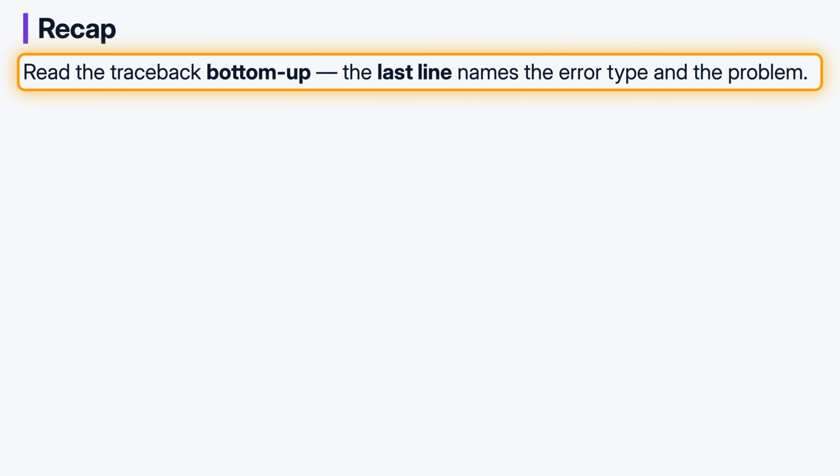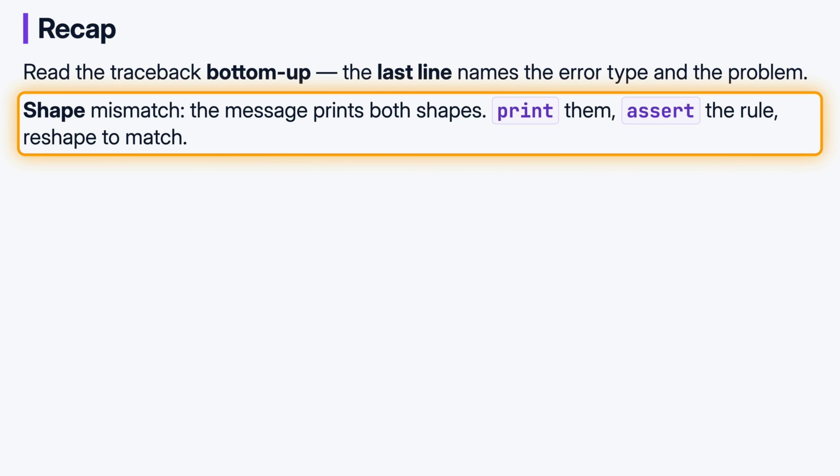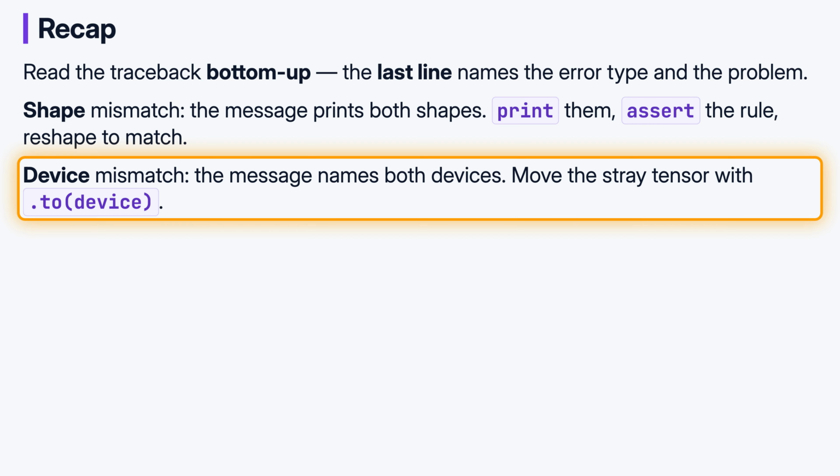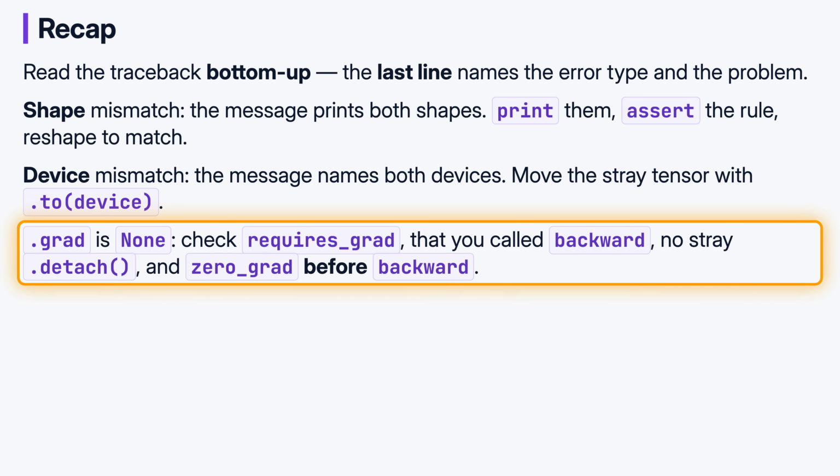Let's bring it together. Read the traceback bottom up. The last line names the error type in the problem. Shape mismatch: the message prints both shapes. Print them, assert the rule, reshape to match. Device mismatch: the message names both devices. Move the stray tensor with .to. And grad is None: check requires_grad, check you called backward, no stray detach, and zero_grad before backward.